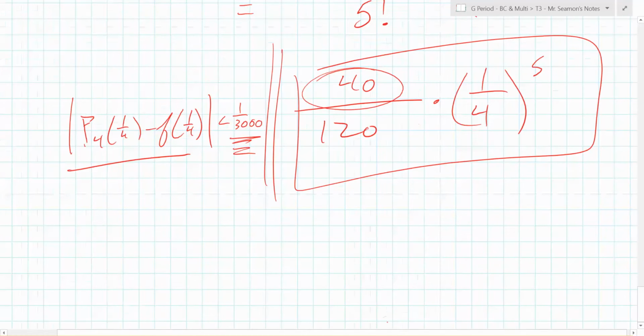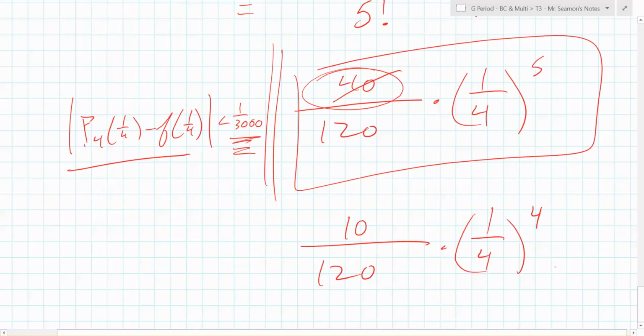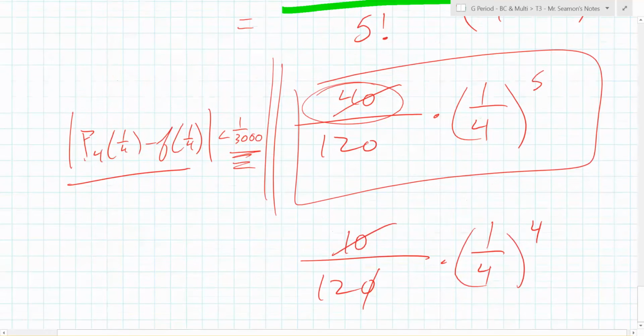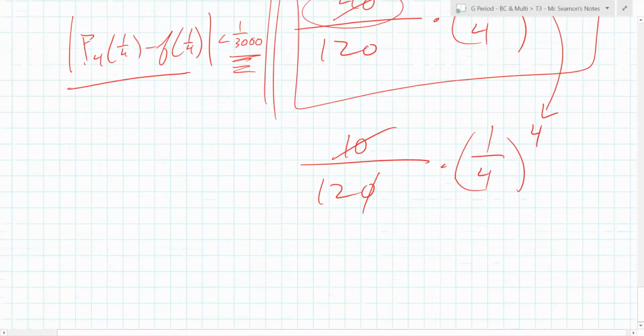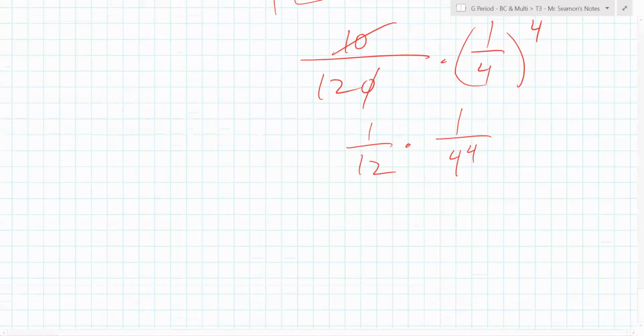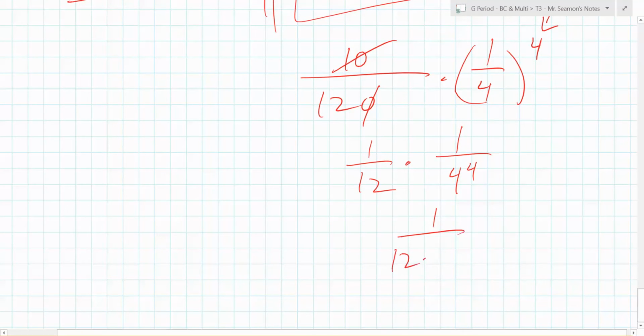So if we do that, it's nice to choose 40 because then we can start canceling things out a little bit. This turns into 10 over 120 times 1 over 4 to the 4th power, right? And then this goes away, and then you have 1/12 times 1 over 4 to the 4th, because I canceled one of the 4s. What is 4 to the 4th? 256. So you have 1 over 12 times 256.